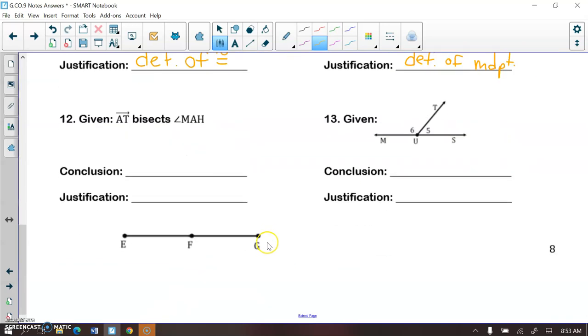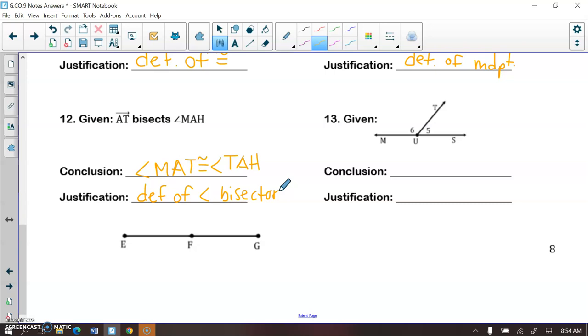All right. AT bisects angle MAH. So the only thing that we can say is that angle MAT is congruent to angle TAH, and that's the definition of an angle bisector. And ignore that drawing on this page. On your page, it's correct.